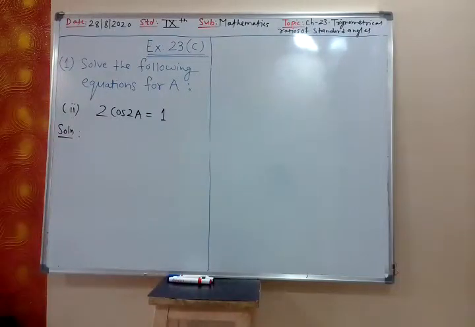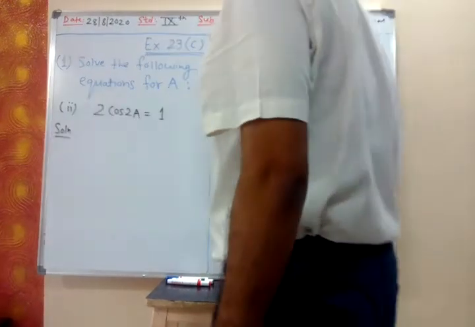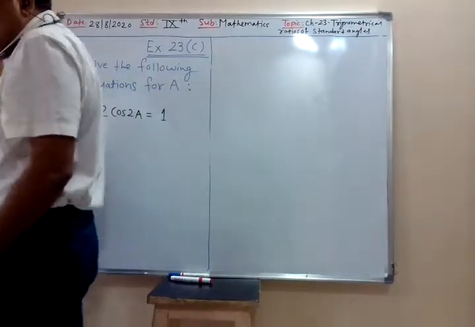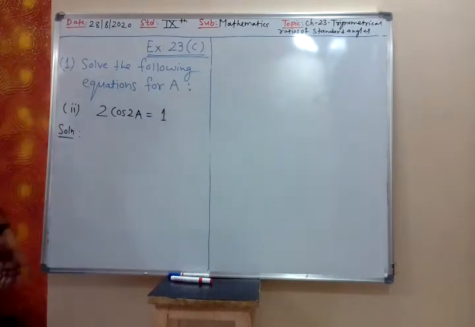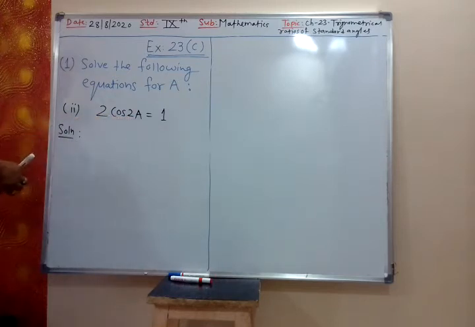Let us start with question 23C. Solve the following equations for A. First is easy: 2 sin A is equal to 1, so you can write it directly. Now the method you have to learn: use the table of sin, cos, tan for the standard angles 0 degree, 30 degree, 60 degree, 45 degree, 90 degree, and then find the value of angle A.